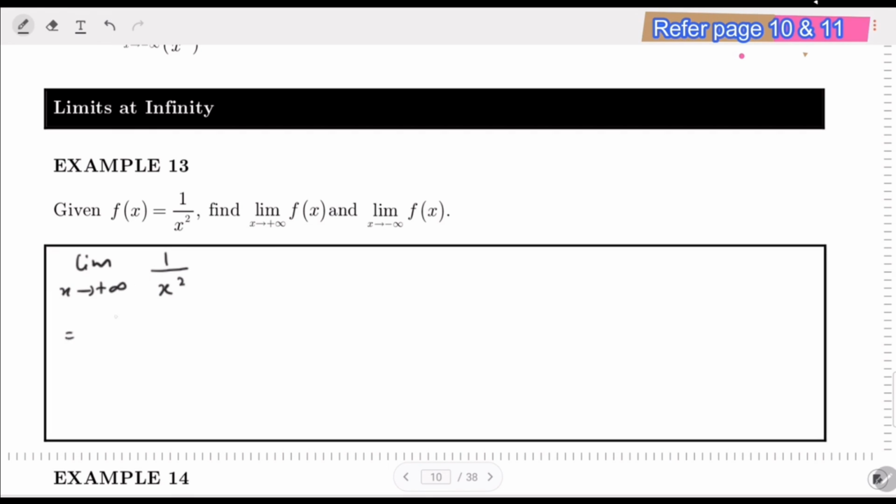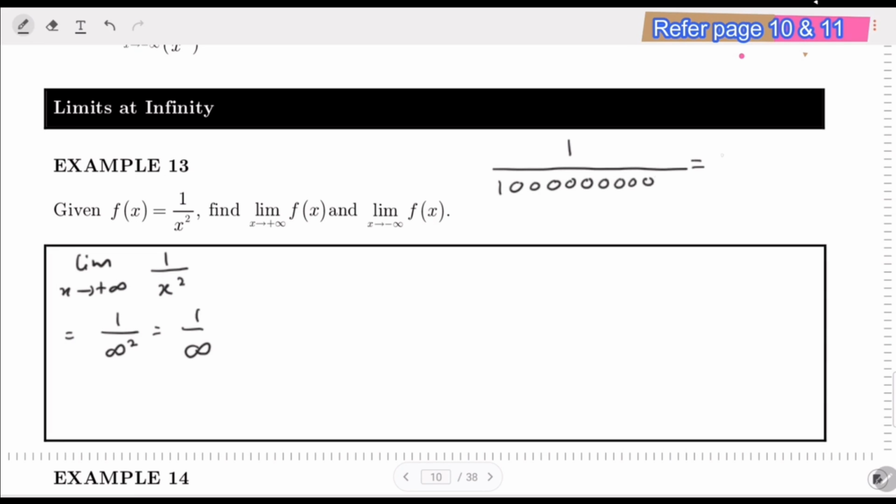So when we substitute x equal to infinity, we're going to end up with 1 over infinity squared. So 1 over infinity squared will be equal to 1 over infinity, because we know that infinity means a very big number. So if we square a very big number, we will get a very big number. So for 1 over infinity, imagine if we have a very small number, for example 1, and we divide it by a very big number.